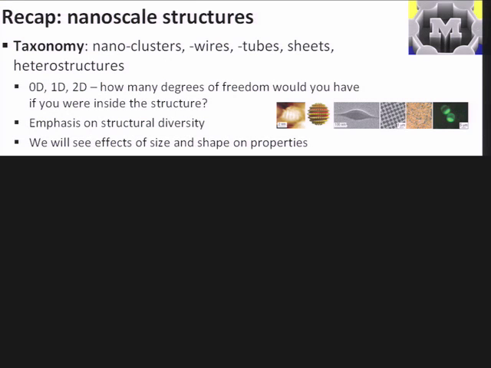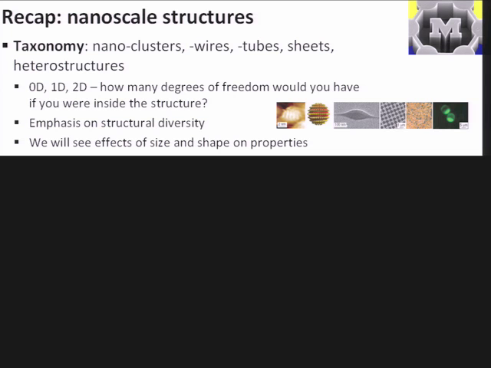And I feel that an important concept here is the idea of the number of dimensions of the structure we're dealing with. This is a terminology that's used a lot in the field. And it's not the same as what we would think of as 2D and 3D in terms of pictures. But imagine yourself inside a little box that's in the nanostructure and think of how many degrees of translational freedom you would have if you're stuck inside of there.